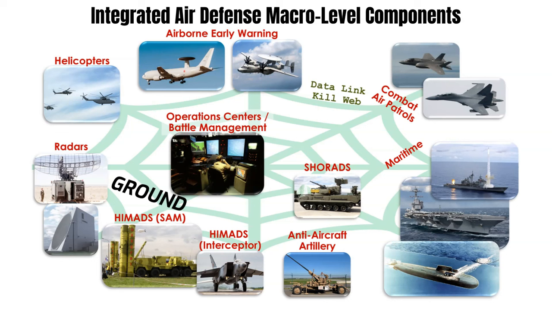There are also AA and AAA guns, short-range air defense systems, SHORADs, like the Avenger, SA-15, HQ-17, Stinger, SA-7, FN-6, etc. There are also visual observers, aka VISOBs, or people on the ground with binos and cameras. And there are command centers.